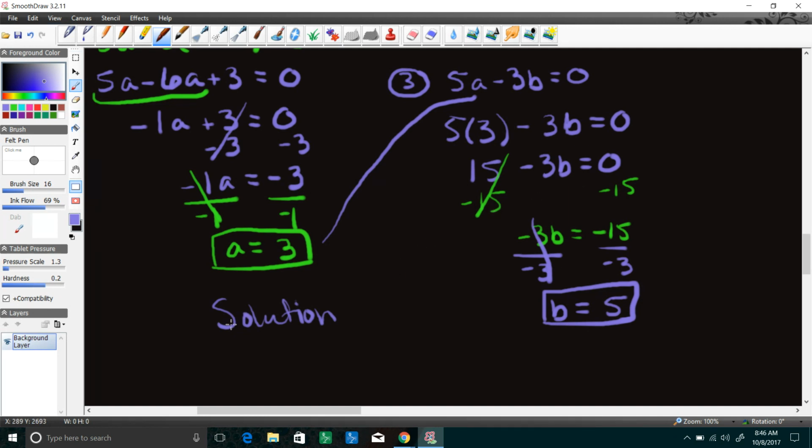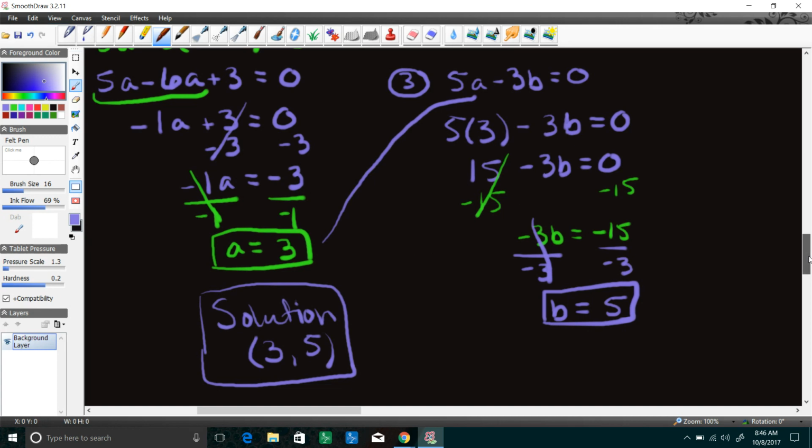When we use different letters, we write this in alphabetical order. So my answer here would be 3, comma, 5. And this is the ordered pair where these two lines will cross. And that's it. That's how you solve these.